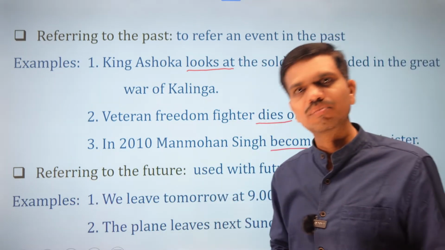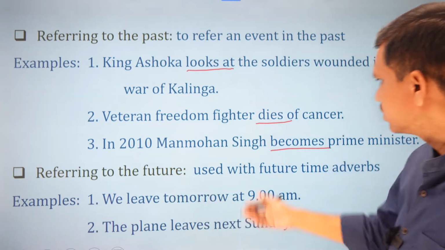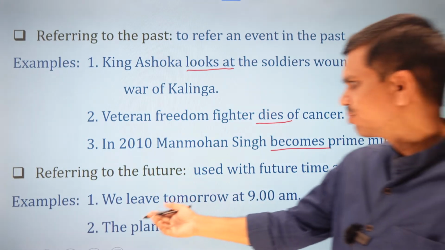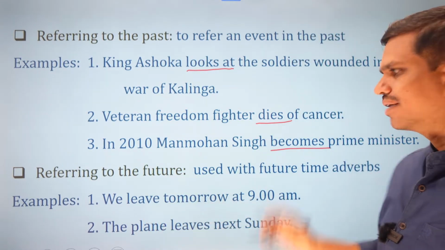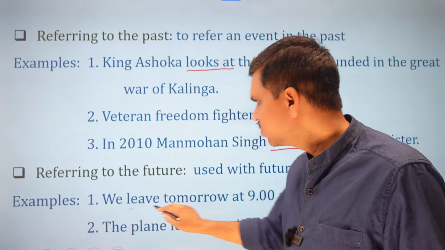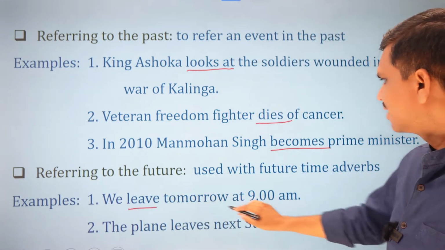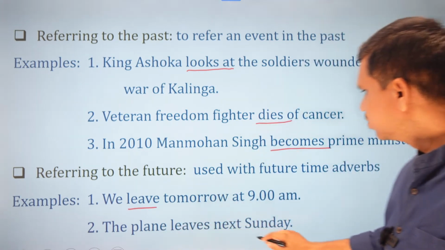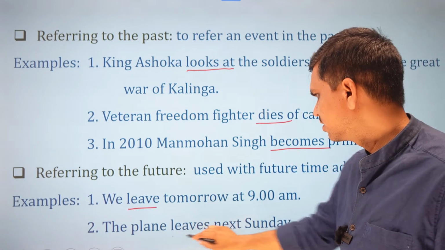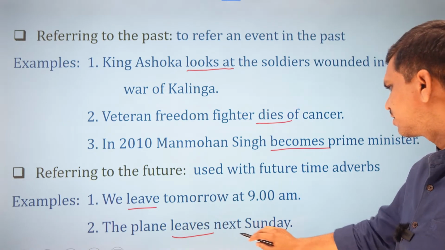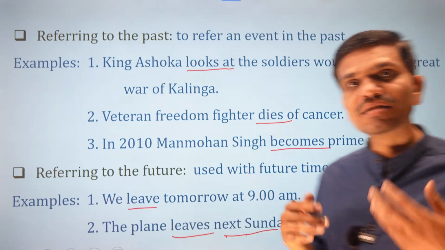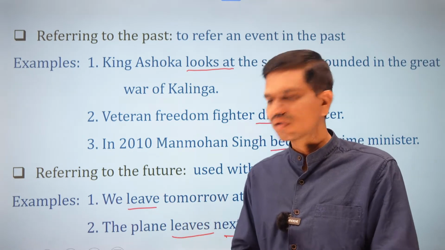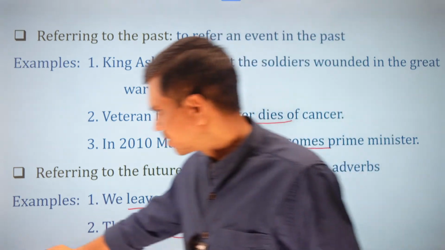Again, this simple present is used to refer to the future, used with future time adverbs. For example, we leave tomorrow at 9 a.m. We leave is simple present, and tomorrow at 9 a.m. indicates the time. The plane leaves next Sunday. Again, this is simple present, and next Sunday is the time frame. So this is used in the simple present.